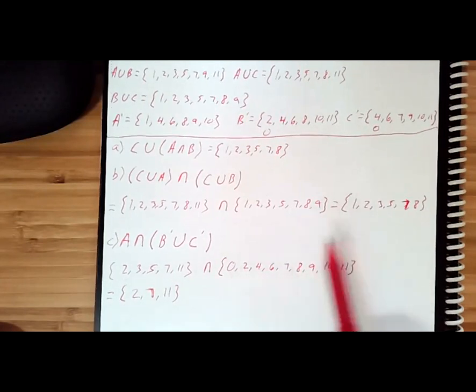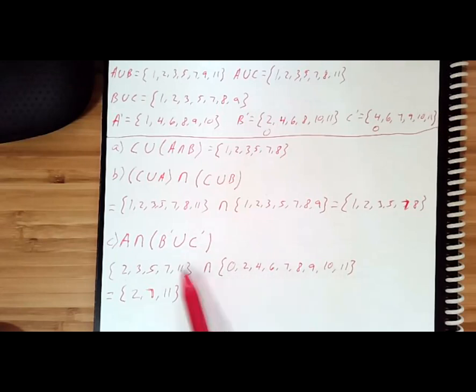So any questions on how we found this part? B complement union C complement. That's this part here. And then A is just A, that's given to us. Then we see what they have in common, which is the answer. That's it.